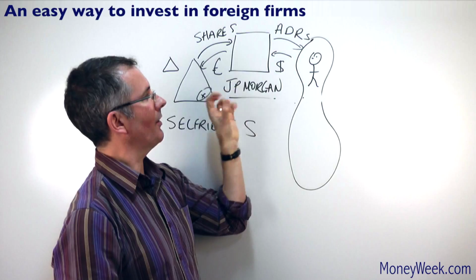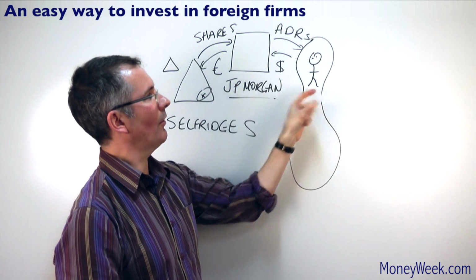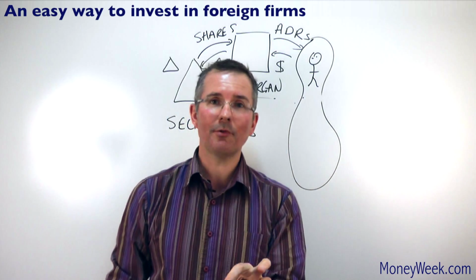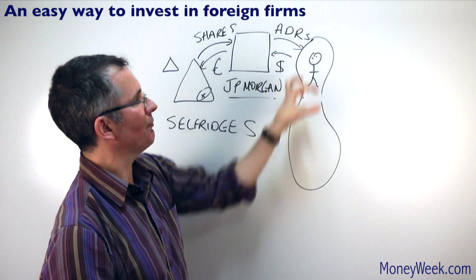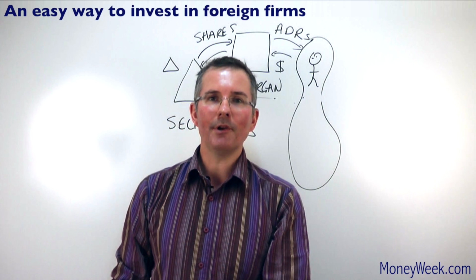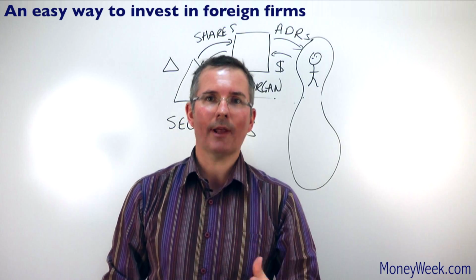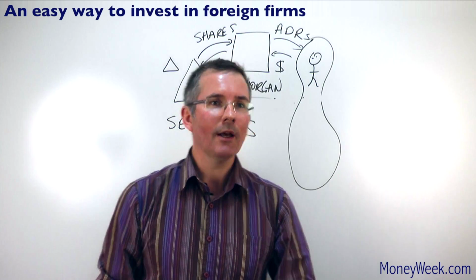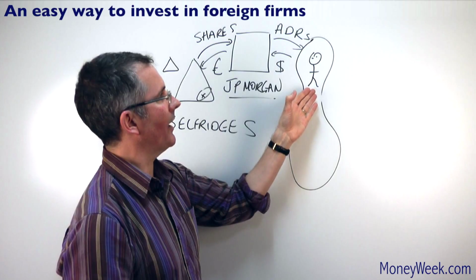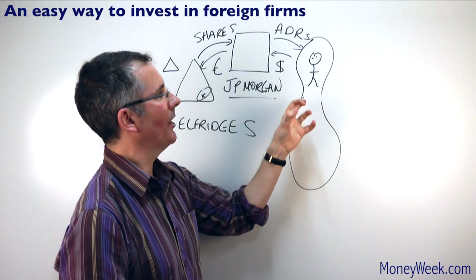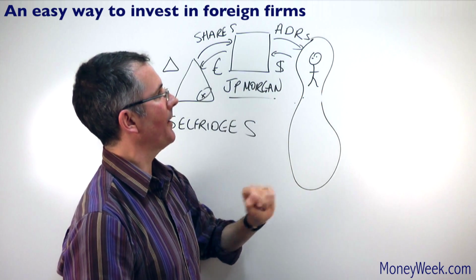So the shareholder for Selfridges is JP Morgan, not the US investor. The US investor's got these depository receipts, and here's the great thing about depository receipts. Number one, they're in dollars. So that means the American investor can trade them on in dollars, and that sounds a bit more interesting than sterling. All right, maybe you don't need to have an overseas bank account in order to get hold of these things, okay?